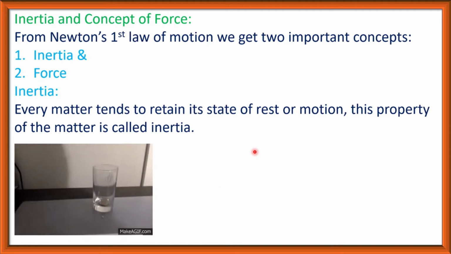Place a card on a glass and place a metal coin on the card. Now flip this card suddenly. You will see that the coin falls into the glass because of inertia. Due to this inertia, the coin is at rest position. Suddenly the card is in motion, but the coin stays at rest position. Due to its rest position, the coin falls into the glass.